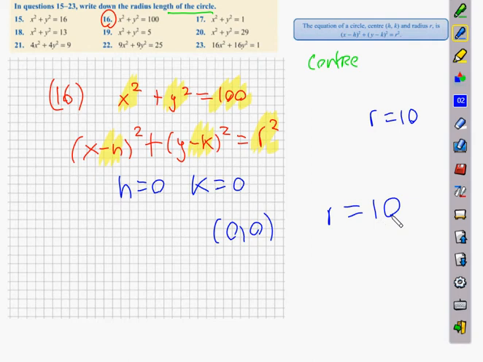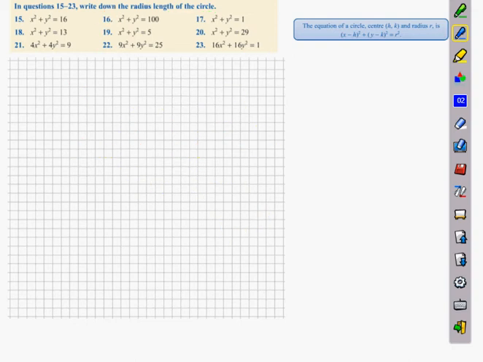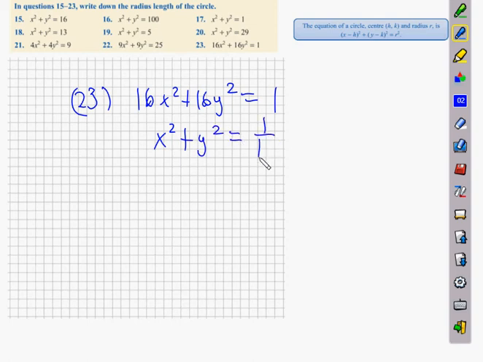Where it gets difficult is when it doesn't give you x squared plus y squared, but it gives you something like 16x squared plus 16y squared, but that's really easily fixed. Make a suggestion, how do we turn this into x squared plus y squared? Divide by 16 on both sides, okay? So remember, if you have a balanced equation and you divide by the same number both sides, it doesn't affect the balance of that equation. Divide by 16 both sides, and what you get here is this here. Then you write your equation directly underneath.